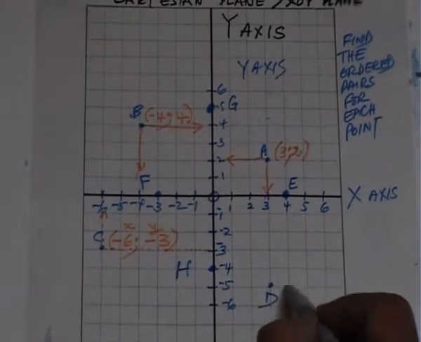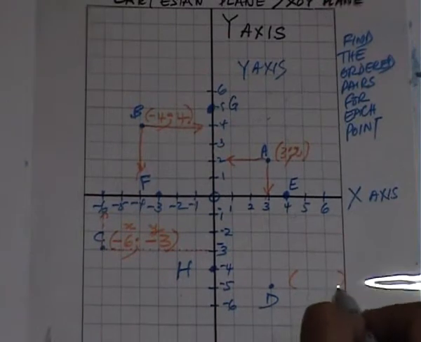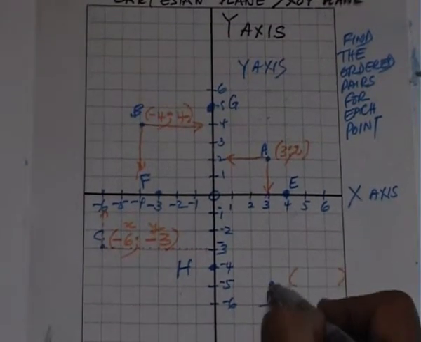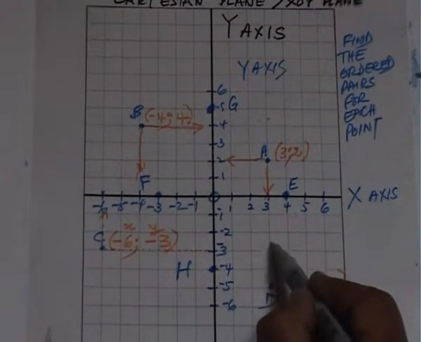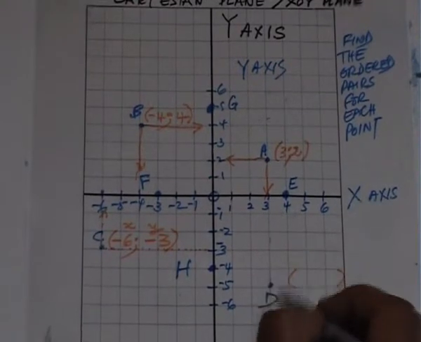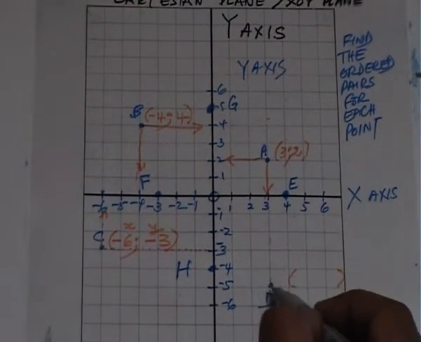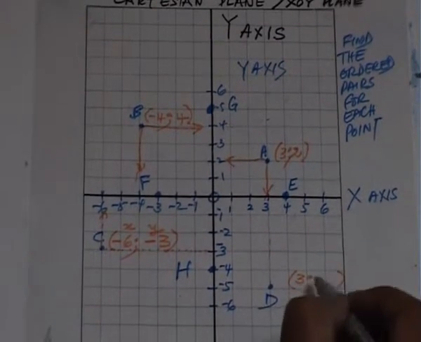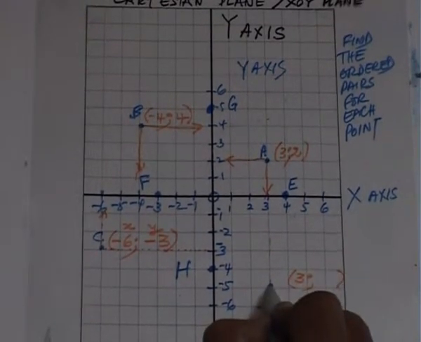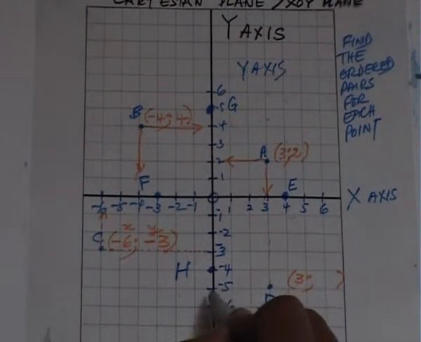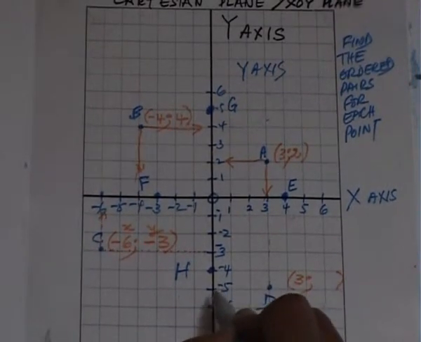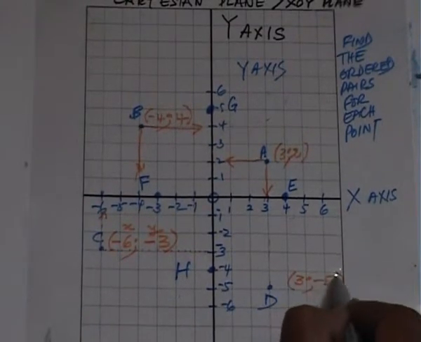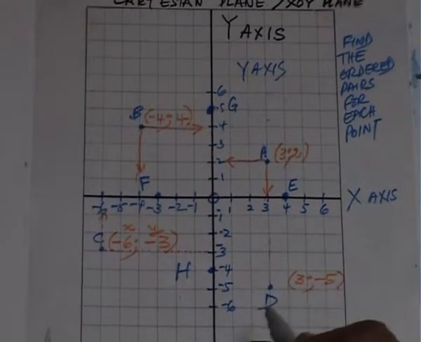Now let's go to D. We're going to find the ordered pair for D. From D, you must go to the x-axis. And clearly it is 3. You see, from D, you're going up there, it's 3. And from D, you must go to the y-axis. So it is minus 5, you see. So D is (3, minus 5).